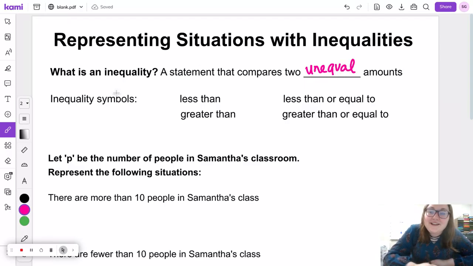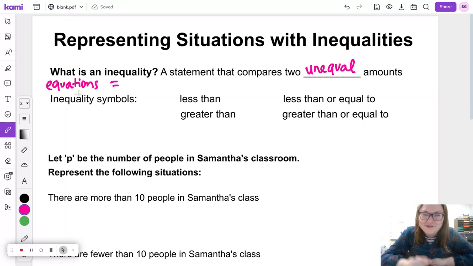We've been talking a lot about equations, and equations use equal signs. You use equations when you're talking about two things that are the same, two things that are equal. But inequalities are going to be when those two things are not the same. And for inequalities, we need a different symbol because we can't use the equal sign.